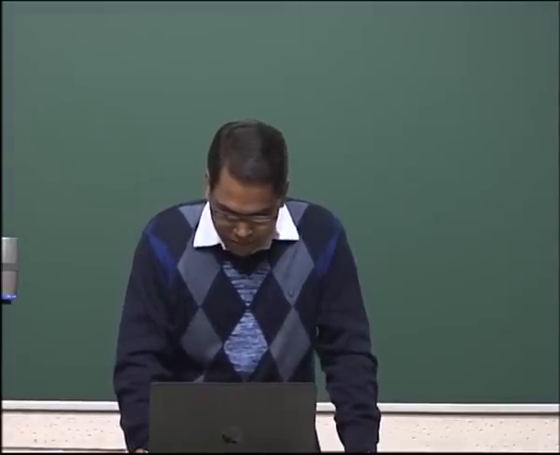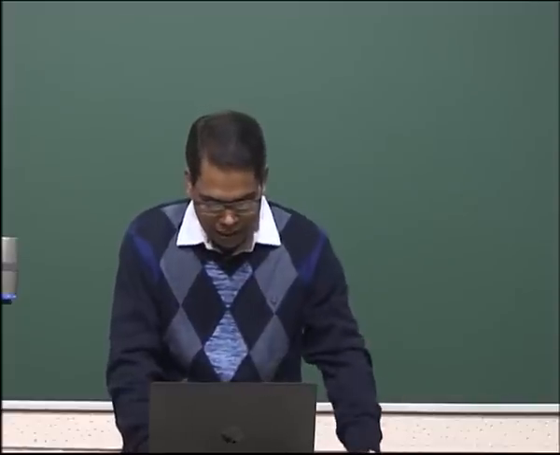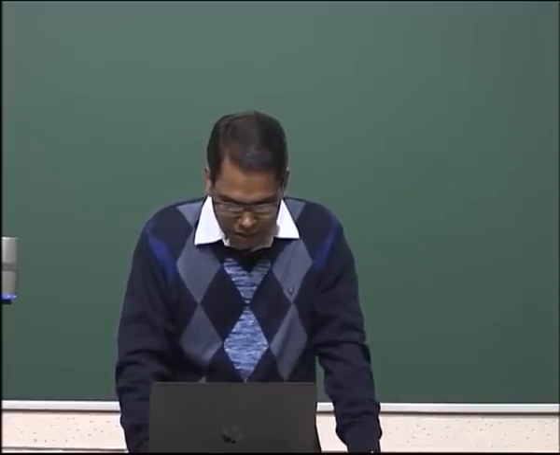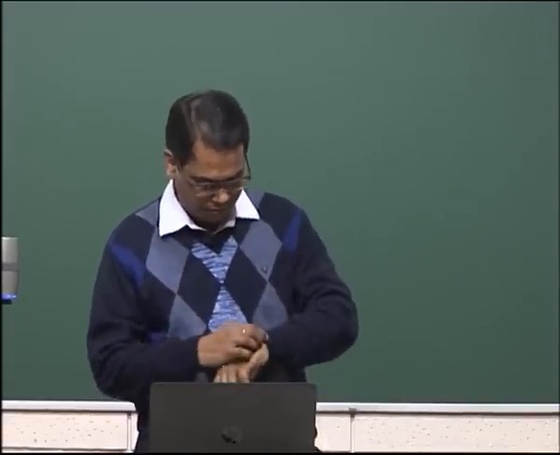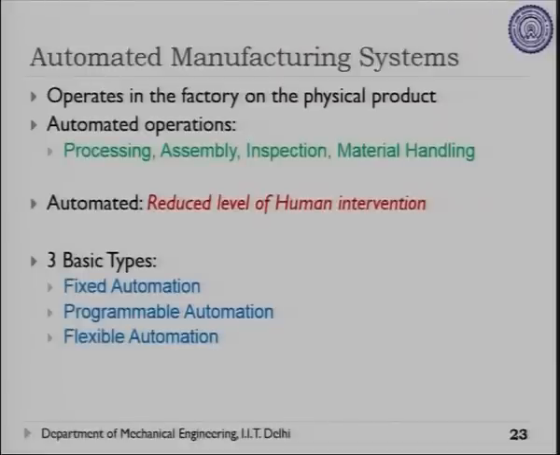Good. So you might have written those points in this case. Now let me come a little bit more technical on this concept. Automated manufacturing systems: when we talk about automated manufacturing systems, there are two types of automation in the factories. One that operates at the facility level, another that operates at the support system level. Again, that is also automation.